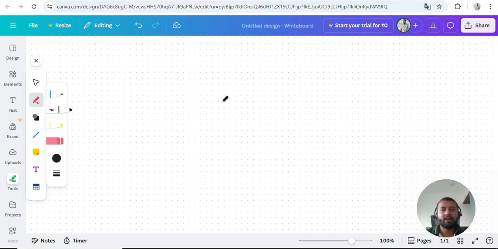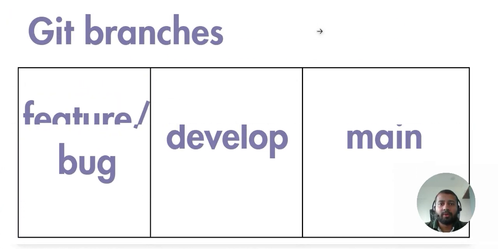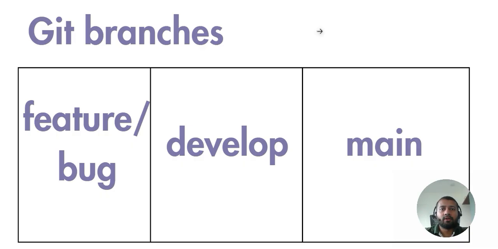Why am I saying that? Let's see. Typically when you start working in big organizations, they will have these types of branches. The first one is the feature or bug branch. A feature or bug branch is nothing but the branch that you have created to resolve a bug or to work on some new feature. Once you have worked on that feature or fixed that bug, that branch is merged into the develop branch, right?